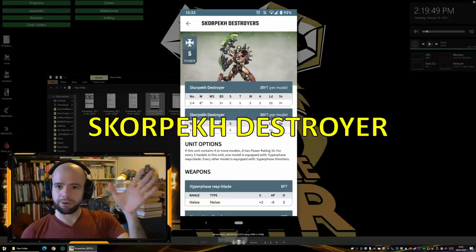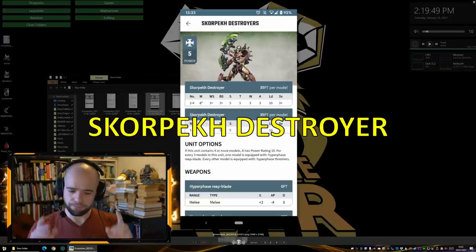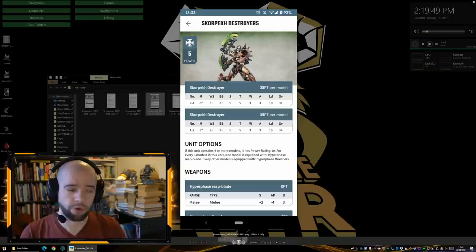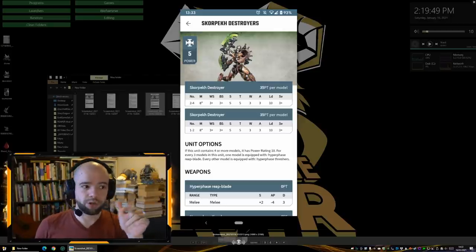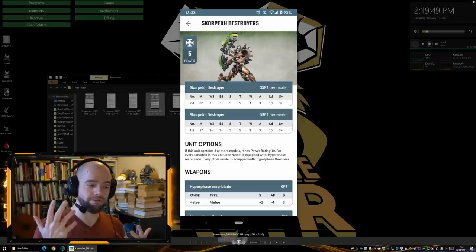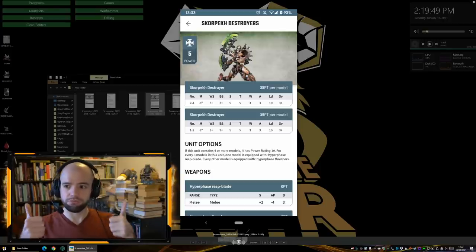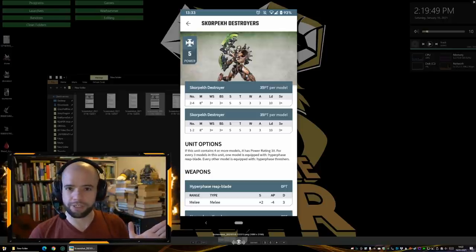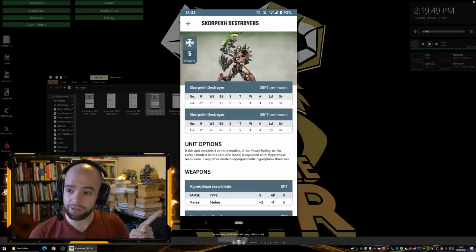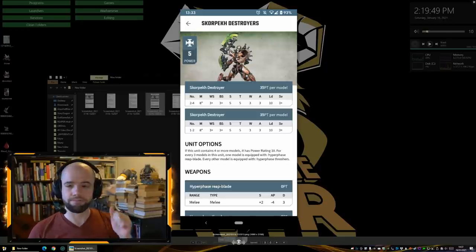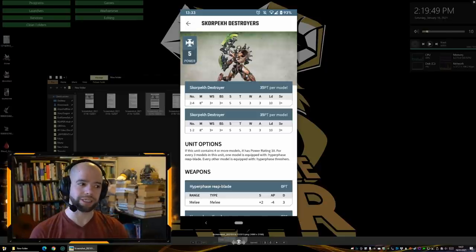I'm not going to talk about this too much because this isn't the point of the video, and I have talked about it before, but it's a 35-point model. It can do a lot of stuff. It's very fast for Necrons. Two thumbs up. This totally fits in Kill Team. This is a great addition to the Necrons, in fact, and I'm all for it joining Kill Team.